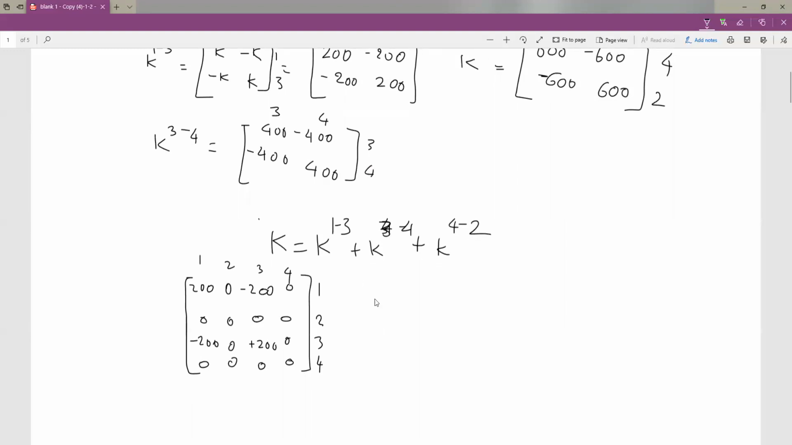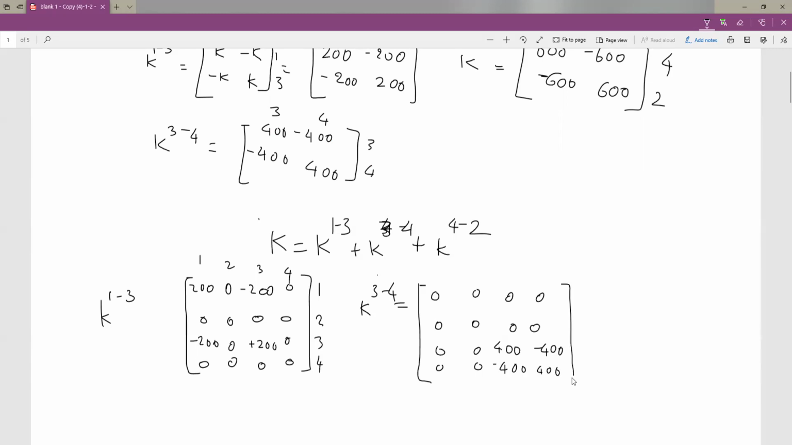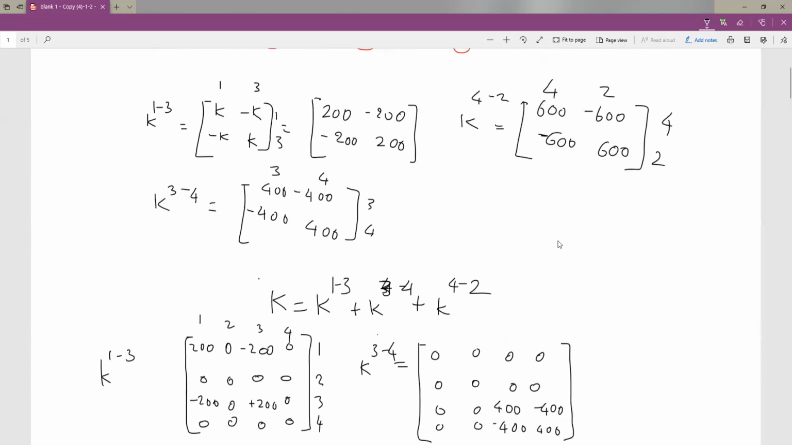Similarly, we have to expand the second one, 3 and 4. So we write, this was our K13. Please understand, K13. Then we write K34. So what we do is we expand the matrix, bring the first column and row as 0, then the second column and second row 0, and place the remaining coefficients at the third and fourth places: 400, minus 400, 400.